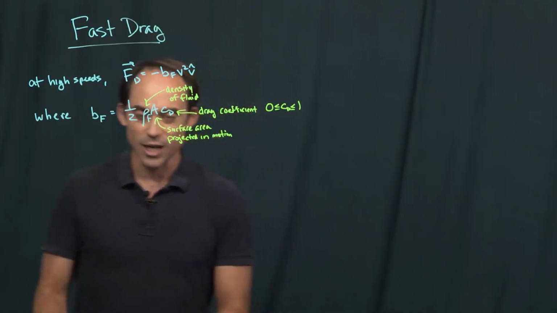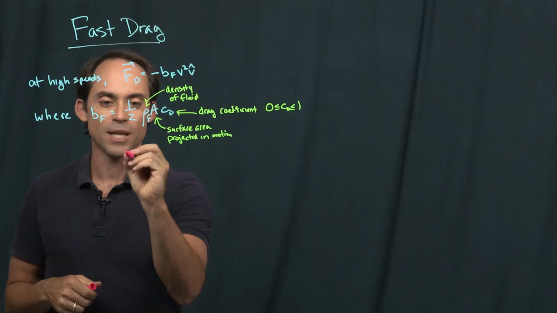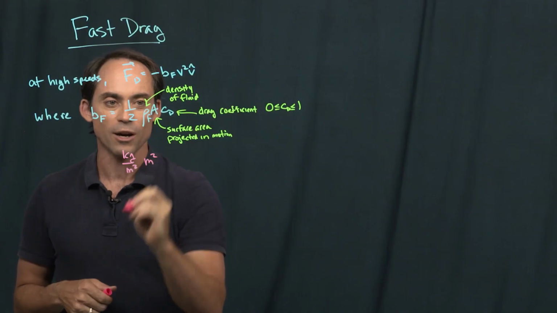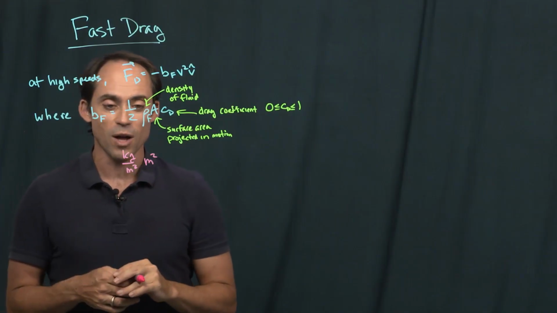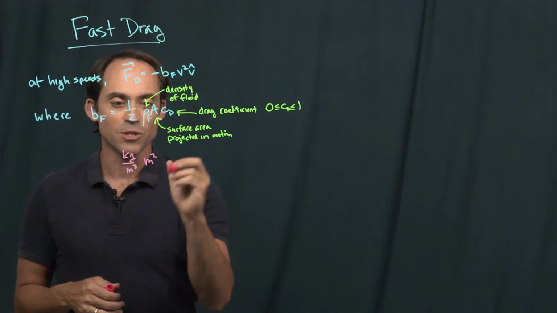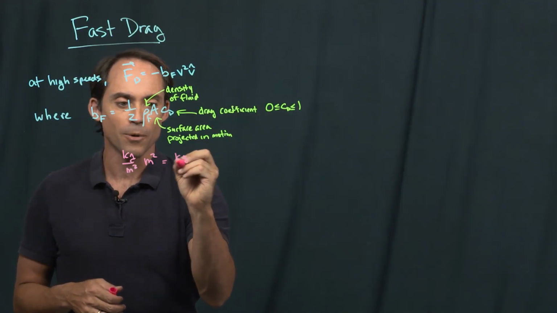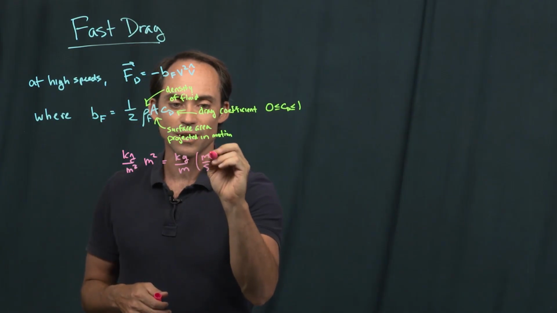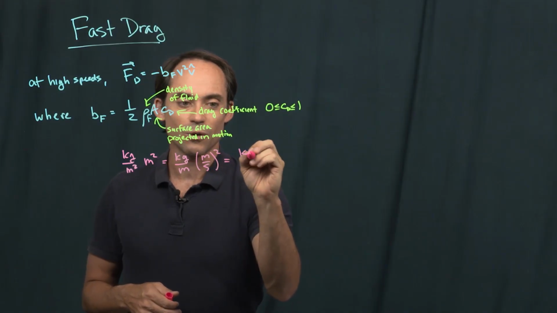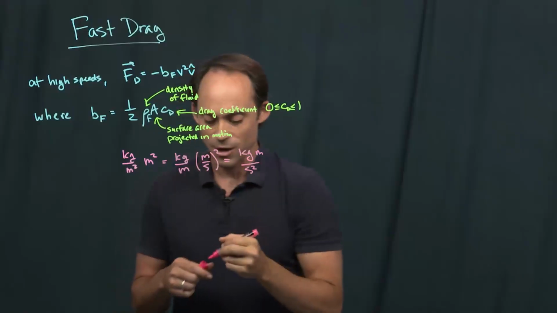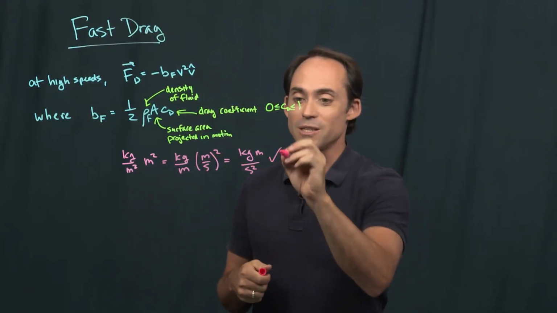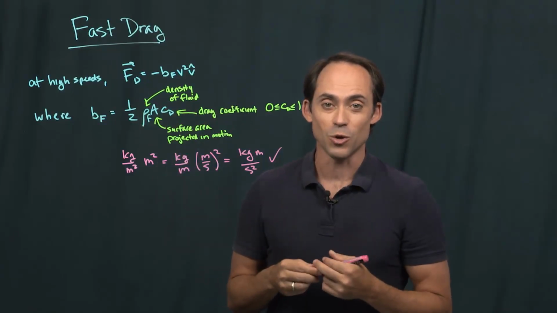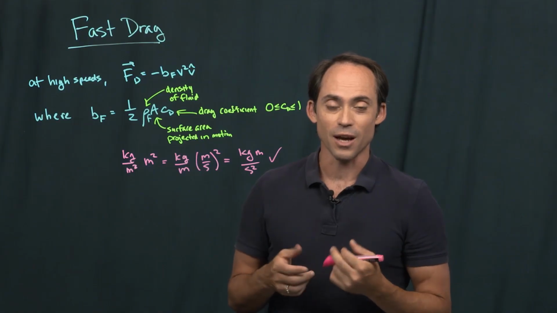You can also check that the units make sense. Density is kilograms per meter cubed. Surface area is meters squared. And the drag coefficient is just a dimensionless quantity, so that doesn't factor in. When we combine these together, that gives us kilograms per meter. But if I then multiply it by our speed squared, which is meters squared per second squared, this gives us kilograms meters per second squared, which is our force term. So dimensionally, this coefficient for fast drag matches the units we need in order to have a force come out of it.